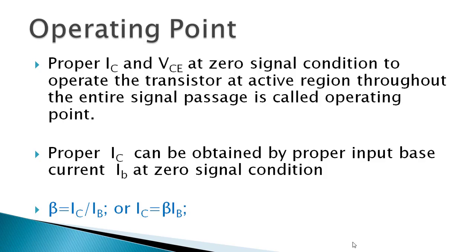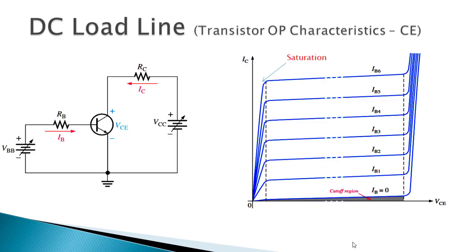So in general the operating point is IC and VCE at signal zero condition. So next we are going to see about the load line. Why we are going to study about the DC load line and operating point means we are going to calculate the proper value of VCE and IC from this analysis.